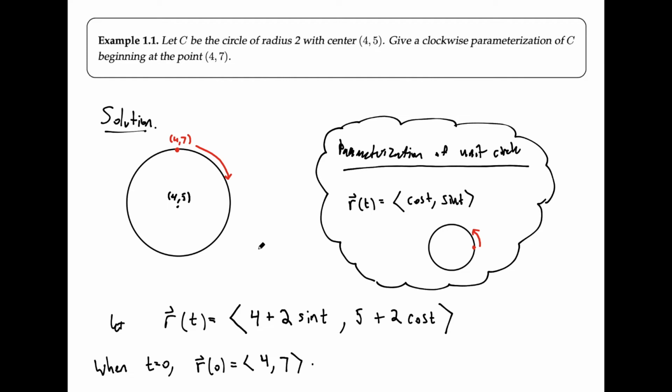The last thing that we need to check is if the direction is correct. Now, because we've used sine and cosine, it takes 2 pi units of t to travel once around the circle. So one way we could check this is we could just check that when t is pi over 2, what point are we at?